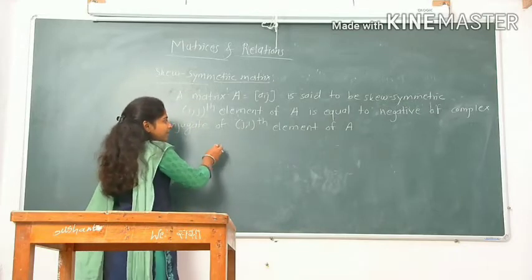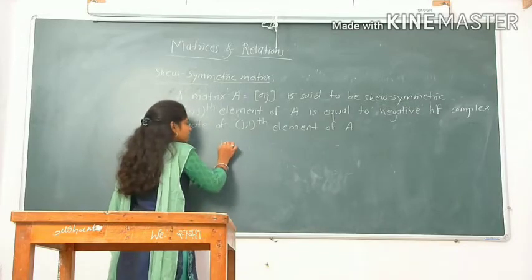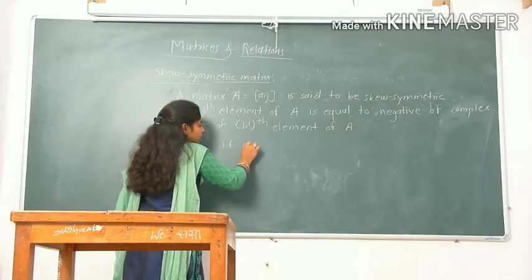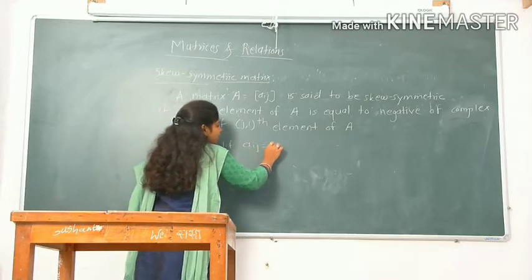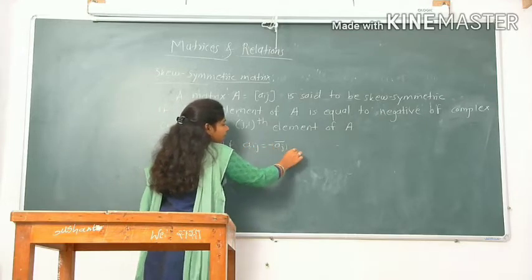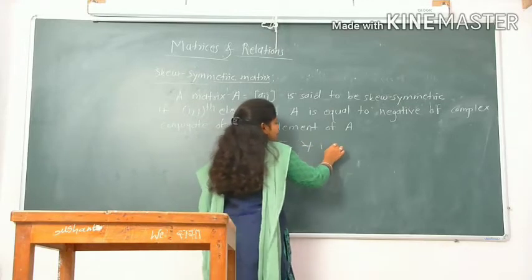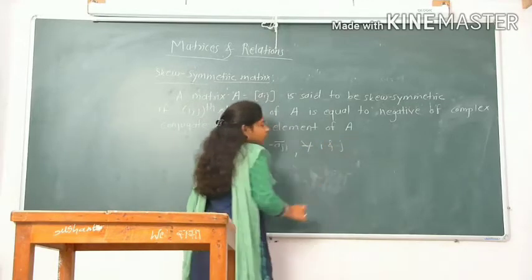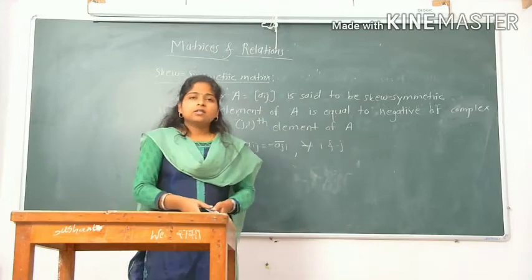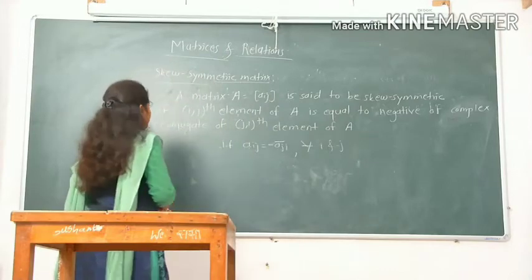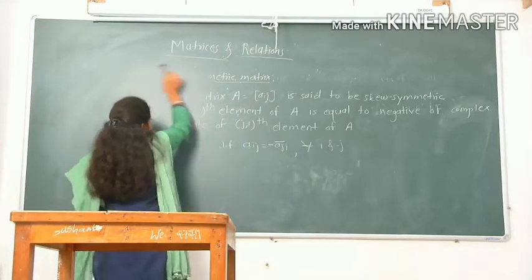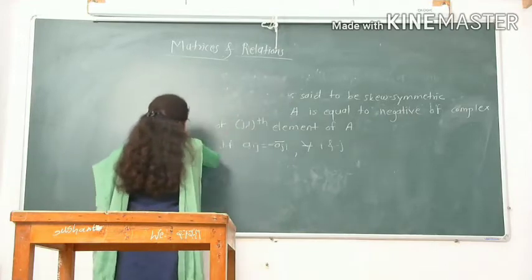That is, a matrix A is said to be skew-symmetric if Aij is equal to minus Aji bar for all i and j. Let us see an example to clear the definition of a skew-symmetric matrix.